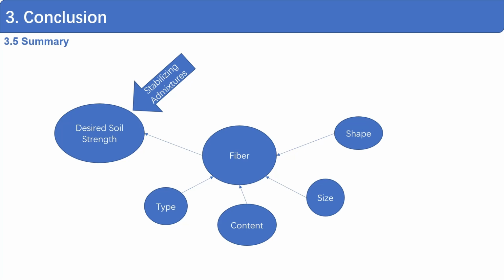Overall, in engineering practice, in order to achieve better strength improvement, it's recommended to use the fiber at its optimum content, and to consider the fiber type as well as the type of stabilizing admixture used. Further research can examine the size and the shape of fiber in soil improvement.